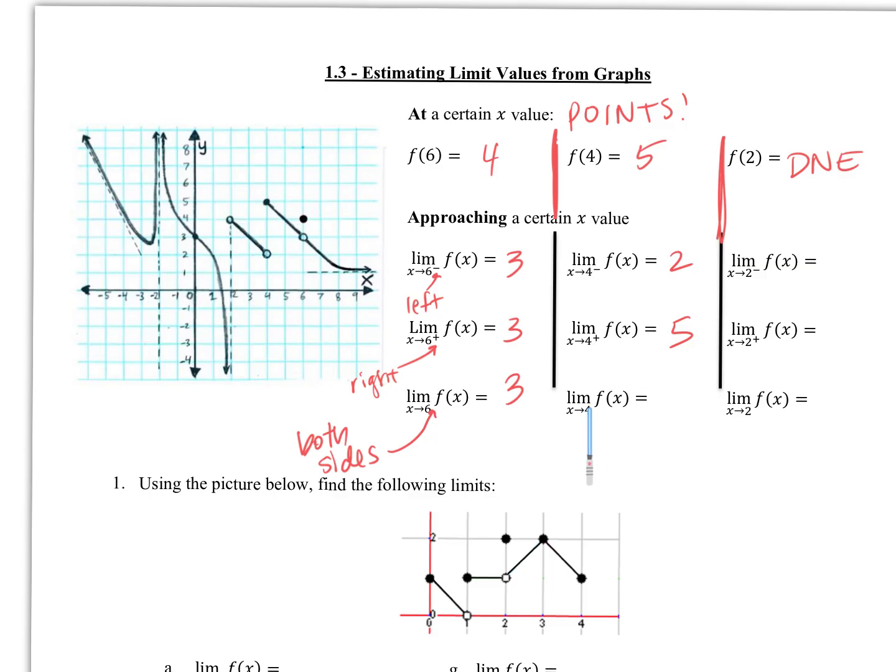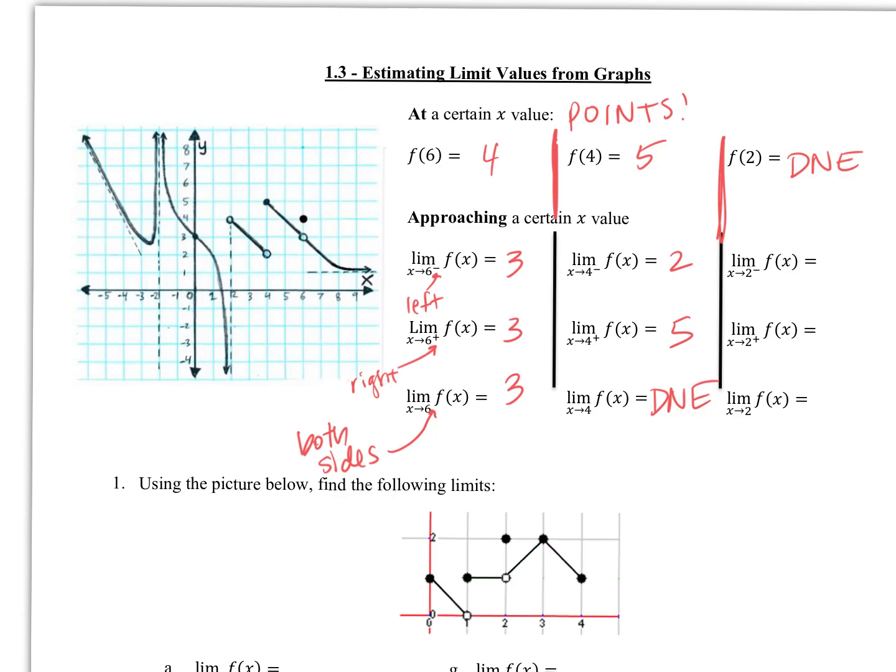So if there's no superscript, it wants us to come in from both sides. If I approach 4 from both sides, do my lightsabers end up together? They don't. Therefore, the limit does not exist. But this is weird. The point existed. F of 4 existed. The limit from the left existed. The limit from the right existed. The limit from both sides does not exist because my fingers didn't come together.